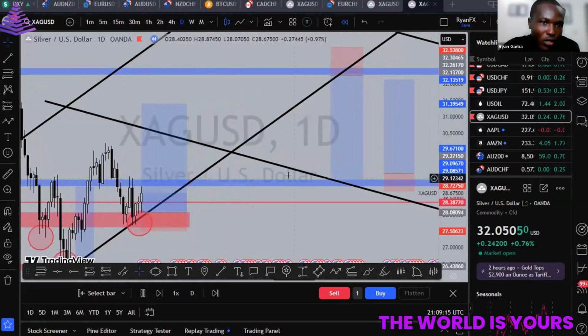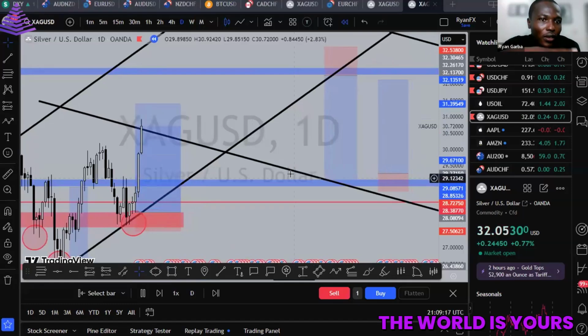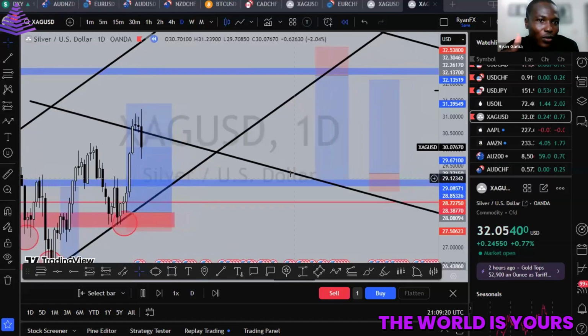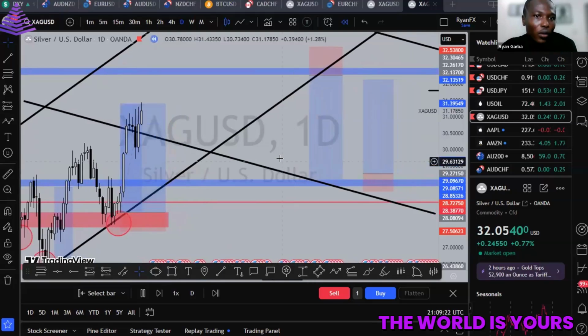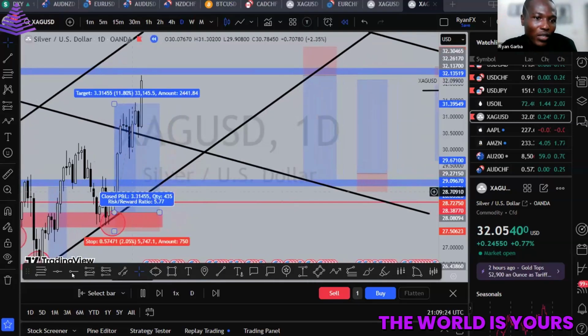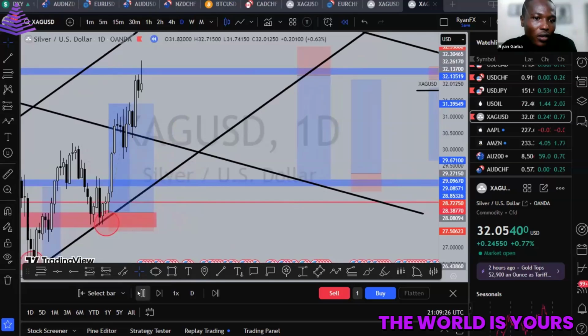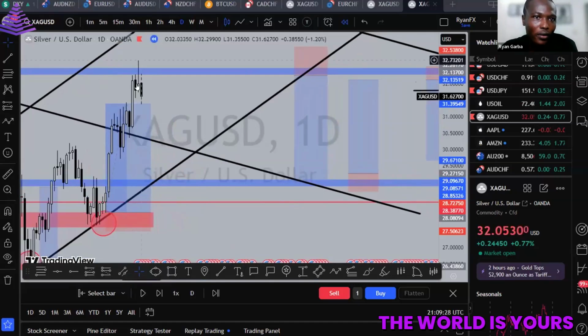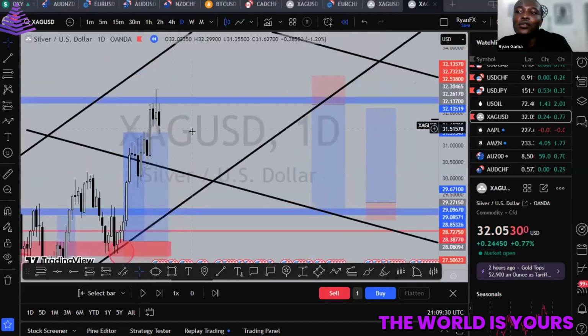Okay, good. Price is still going, so you can still hold. Bam. Price smashes into your TP, and it still keeps going. You see?